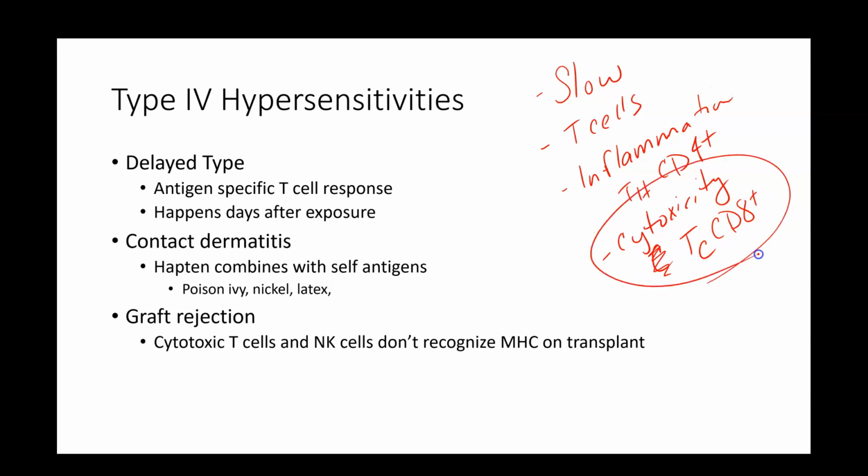This is the main one. This is the big one, but a lot of people forget that helper T cells play a role in type 4 hypersensitivities as well. Type 4 hypersensitivities, the two main applications are contact dermatitis, so latex allergies, poison ivy. Some people are allergic to nickel, like there's certain metals that cause problems when they come in contact with your skin. And another big application of type 4 hypersensitivities is graft and organ rejection.